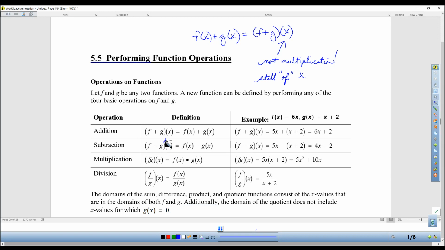Remember, this is always "of." f times g of x, or you could write it separate. And then f divided by g of x. And they've given you a few examples there so that you can see. But you're going to do all of these on your own.